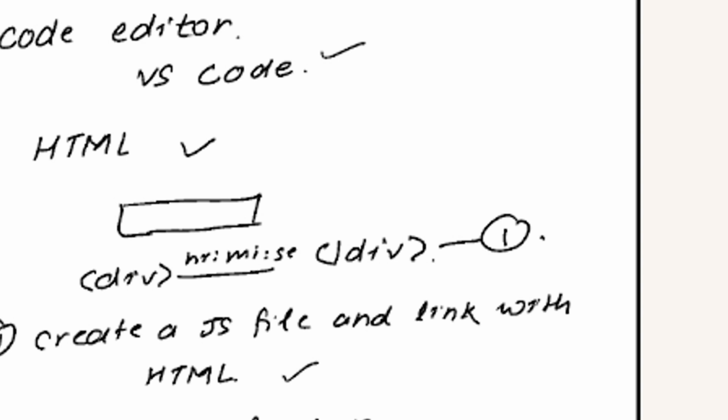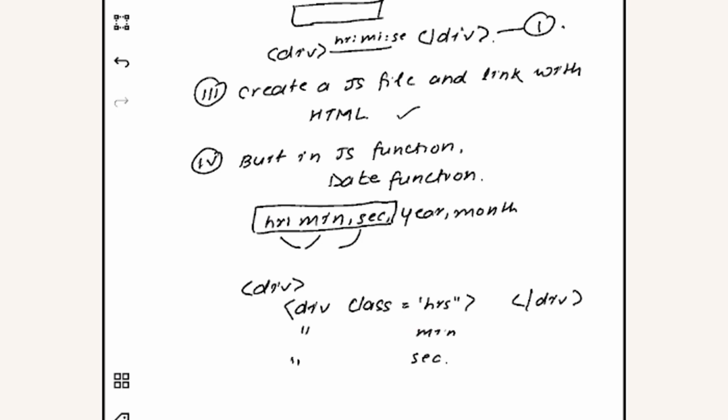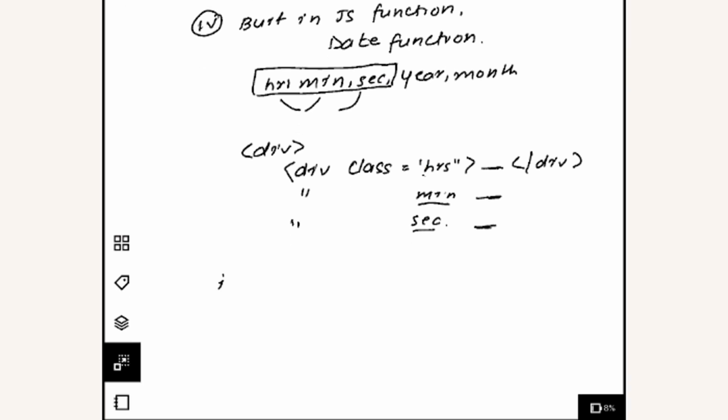If you get confused here, then I will give you a simple tip. In that div that we have up here, you can create a separate div, give it a class name of hours and close that, and do a similar thing with minutes and similar thing with seconds as well. Now you need to target these 3 classes in your JavaScript file.